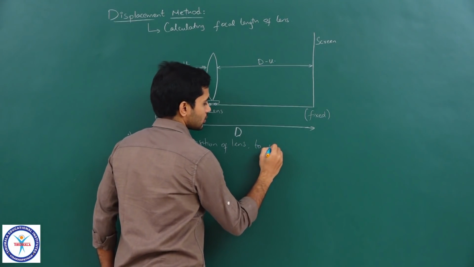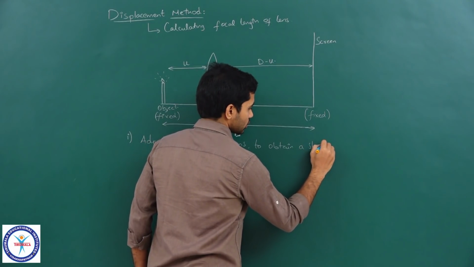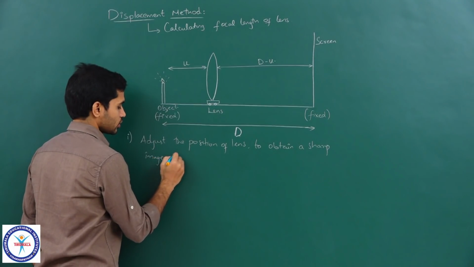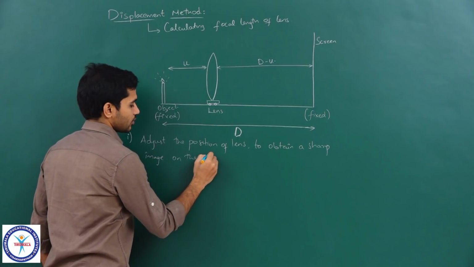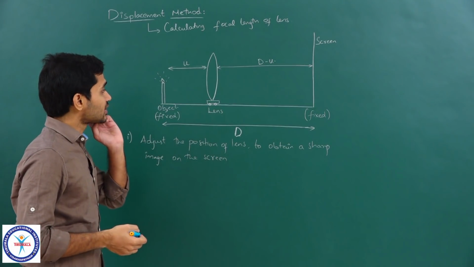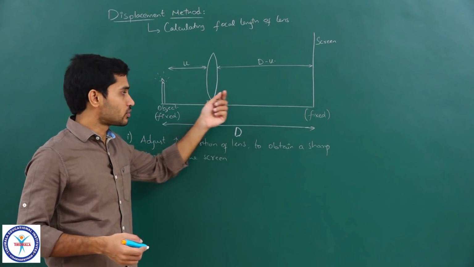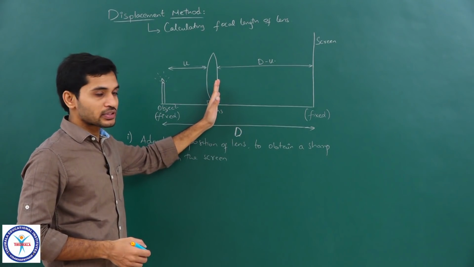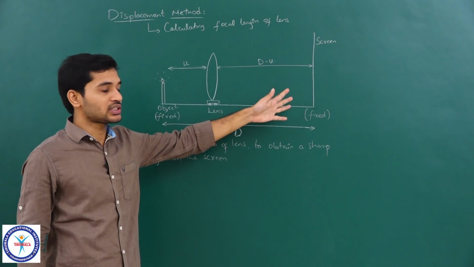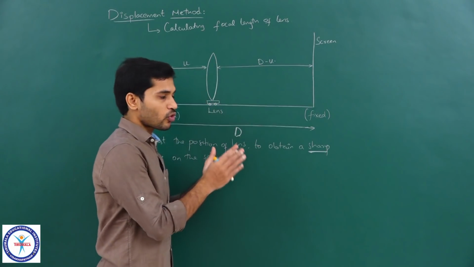to obtain a sharp image on the screen, clear. So, what basically is happening here is that we will be first moving this lens at different positions. So, what you will observe is at one particular position the image of this is clearly observable on the screen. So, sharp image basically means that the image which is formed is very clear.